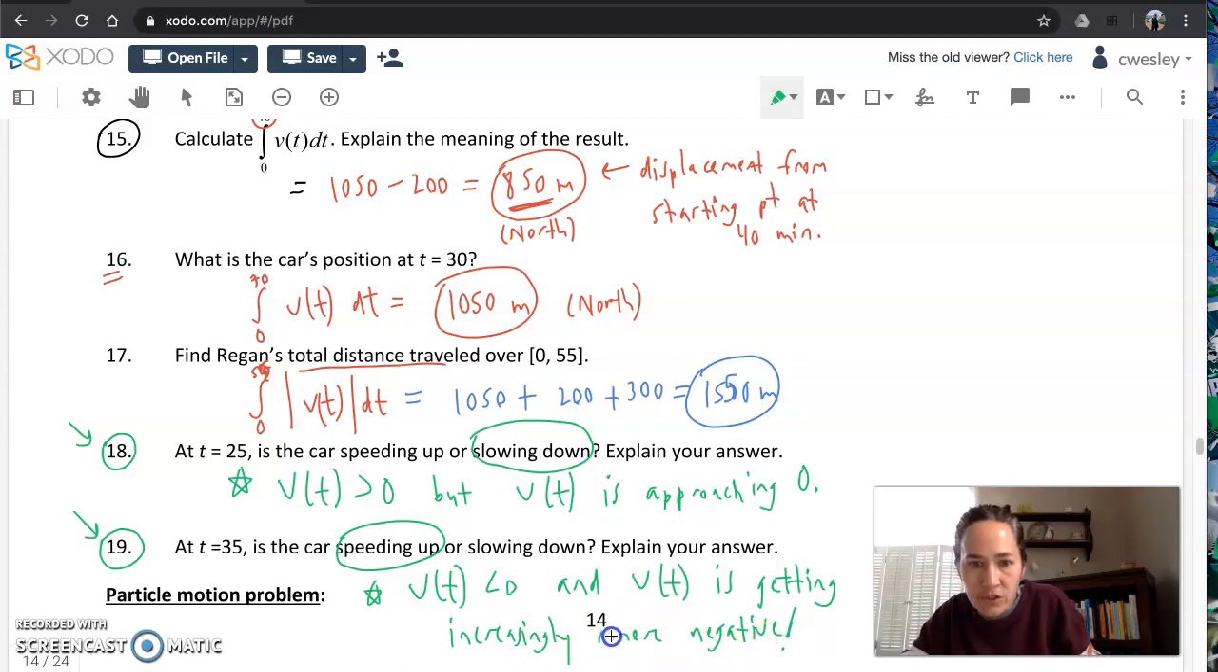So I don't know if this brings back memories from earlier in the year when we used differentiation to answer a bunch of these questions, but here are a few examples of ways that integrals can help us.